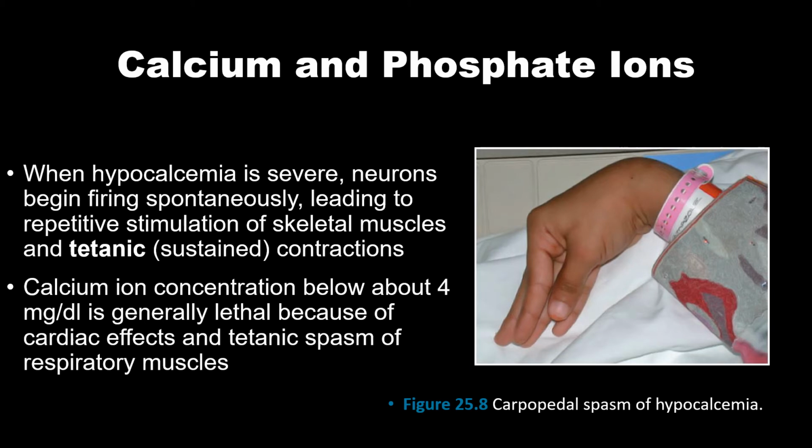In addition to this, the plateau phase of the cardiac muscle cell action potential is lengthened, leading to overly long and overly strong contractions. And a calcium ion concentration below 4 milligrams per deciliter is usually lethal because of these and other cardiac effects, and the tetanic spasm of the respiratory muscles. So this is not any better than hypercalcemia.